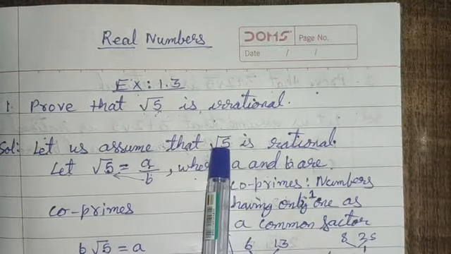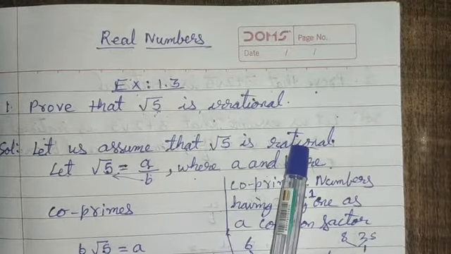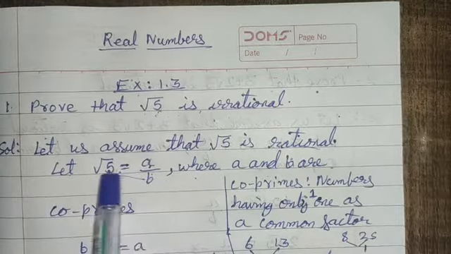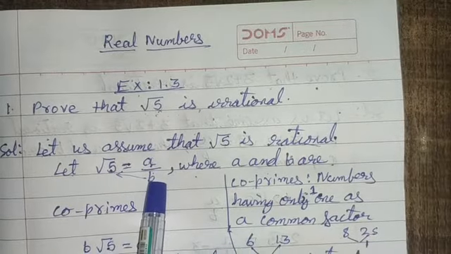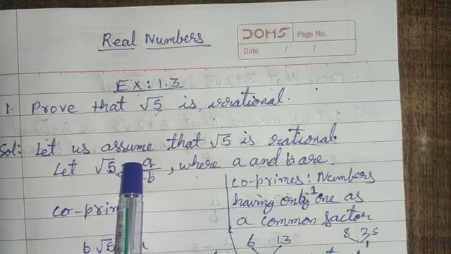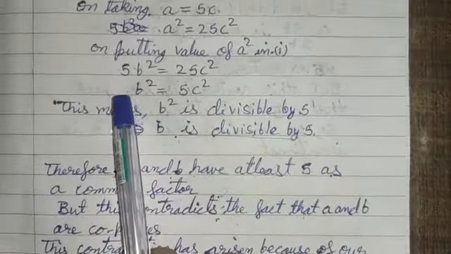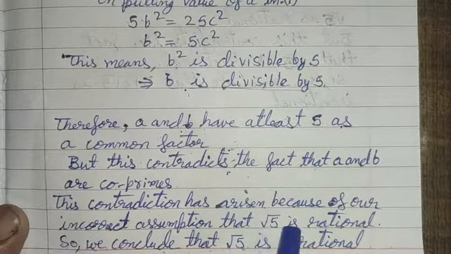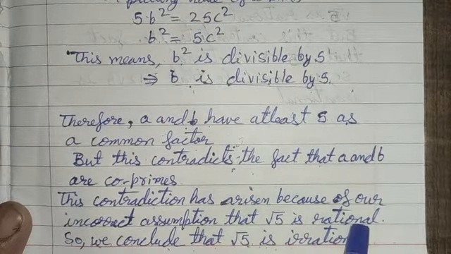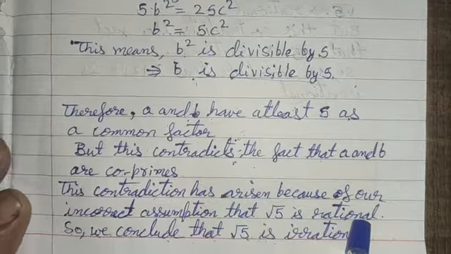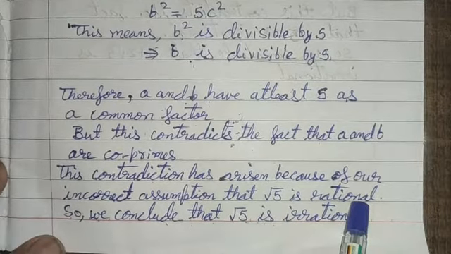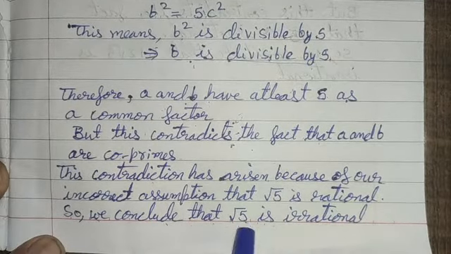And this contradiction has arisen because we have taken root 5 as rational. Because when we have taken root 5 as rational, only then are we taking a and b co-primes when root 5 is equal to a upon b. That means we cannot take root 5 equal to a upon b with a and b as co-primes. So we can say that our assumption that root 5 is rational is incorrect, and from that we can conclude that root 5 is not rational, so it is irrational.